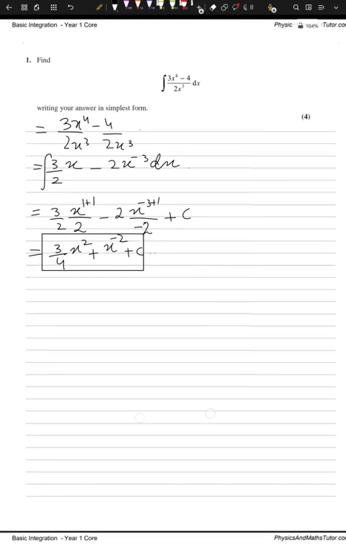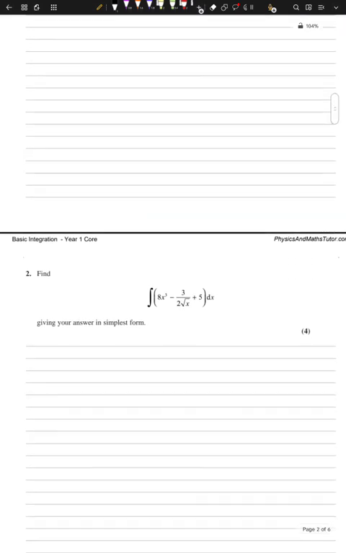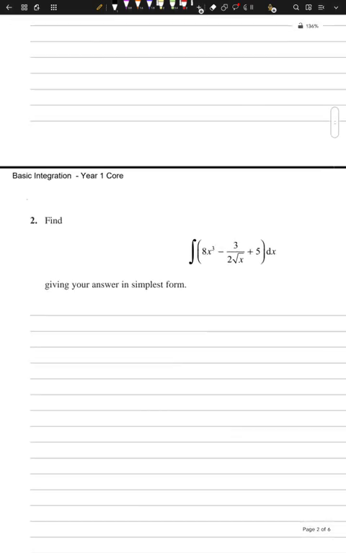Done with the first question. Let's move on to the second question. Integrate this formula right over here, giving your answer in the simplest form. So for this, again, you need to simplify it. This is 8x cubed, it's fine. But the other one is negative 3 over 2 into x to the power of negative 1 over 2 plus 5. I've simplified it.